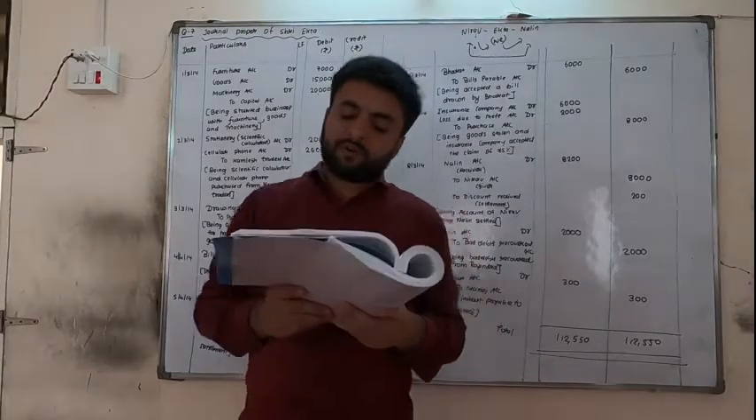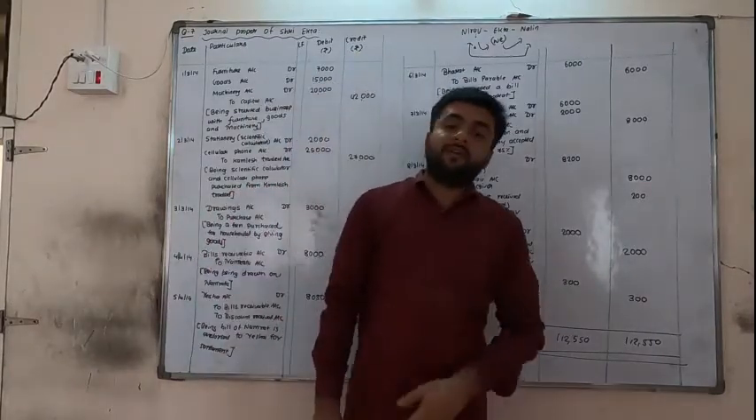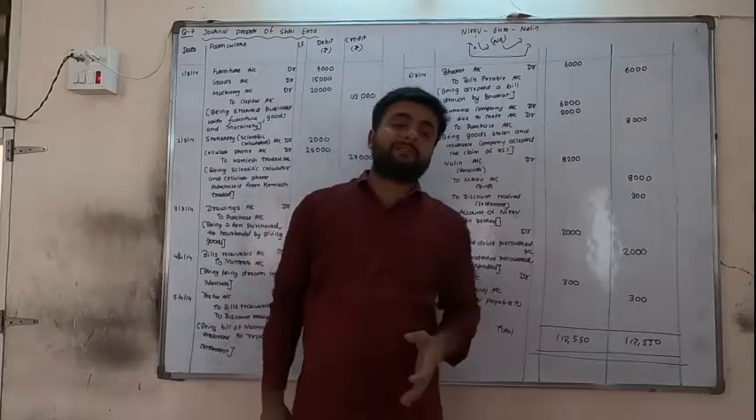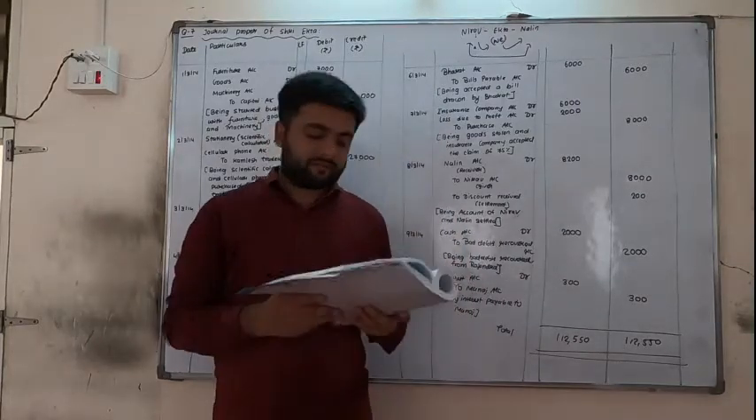A bill of 6,000 drawn by Bharat, accepted by us, returned to him. So Bharat will be the receiver of that bill. We are accepting the bill. So Bharat account debit to bills payable account.